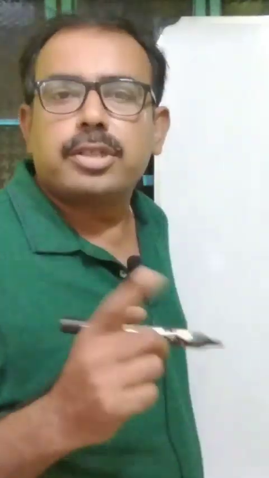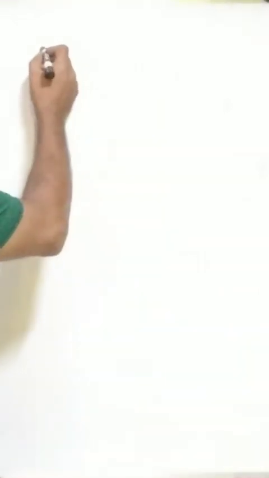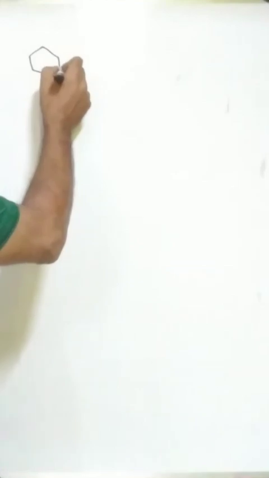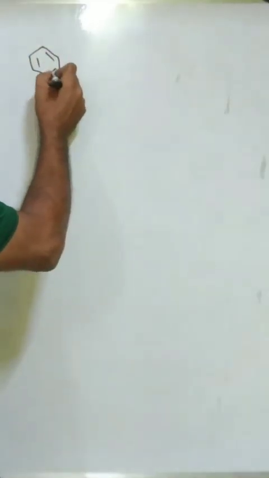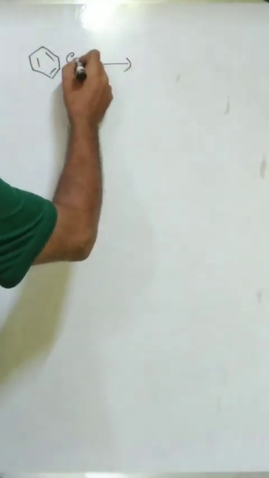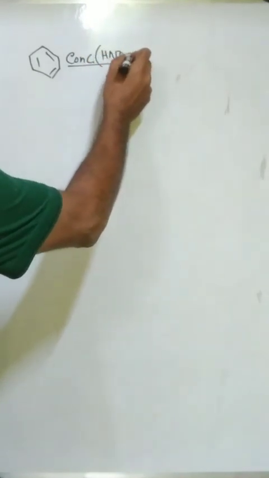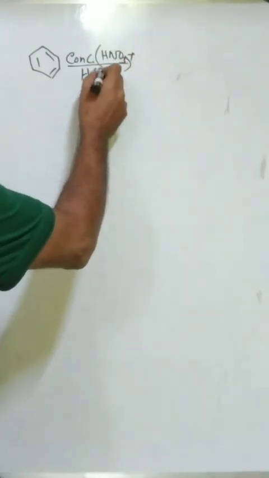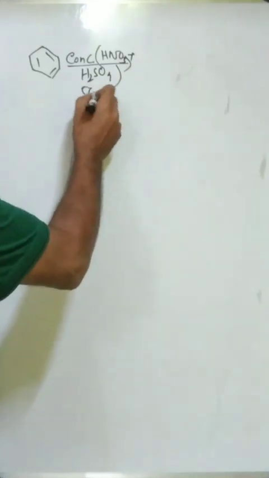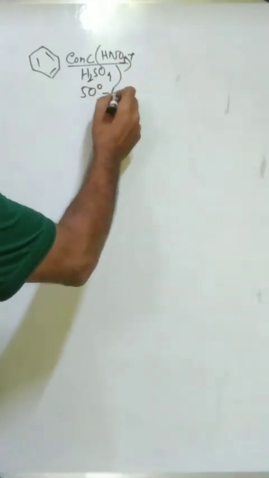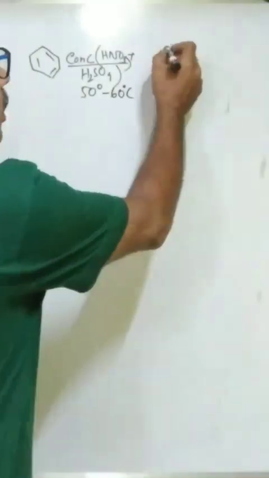Let us consider two reactions. We are going to nitrate benzene by using a mixture of concentrated nitric acid plus sulfuric acid at a temperature of 50 to 60 degrees centigrade. The compound formed is nitrobenzene.